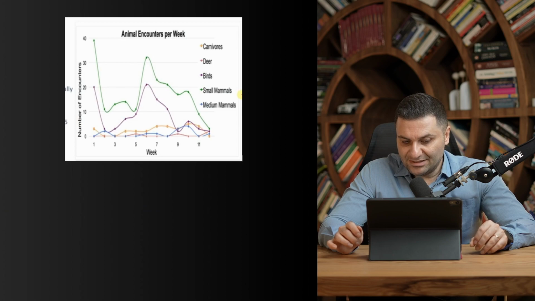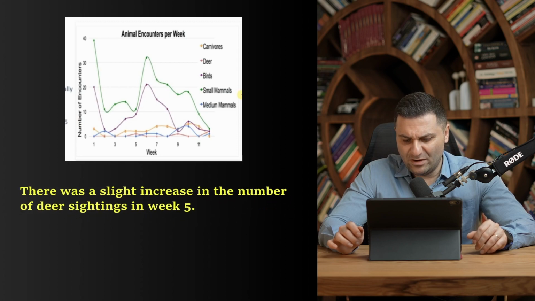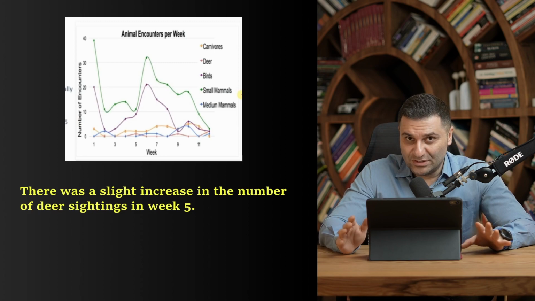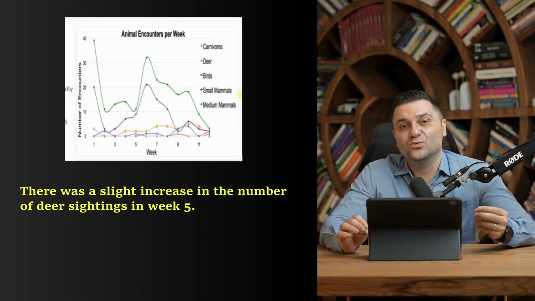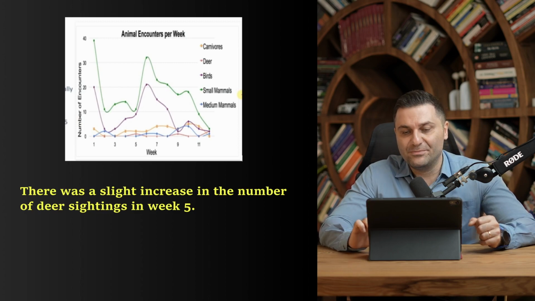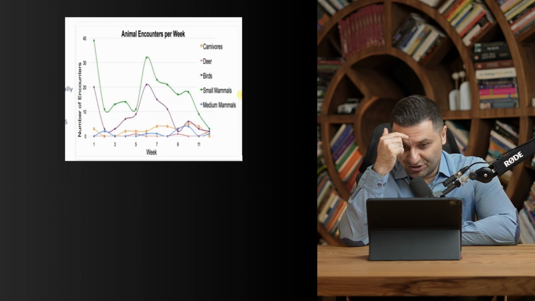And let's talk about deer sightings. As you can see, in week 5, there was an increase. However, it was slight. So we could say there was a slight increase in the number of deer sightings in week 5. Slight increase.